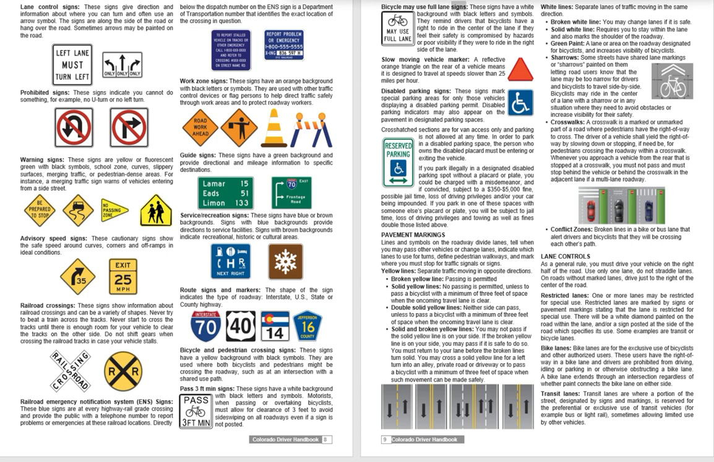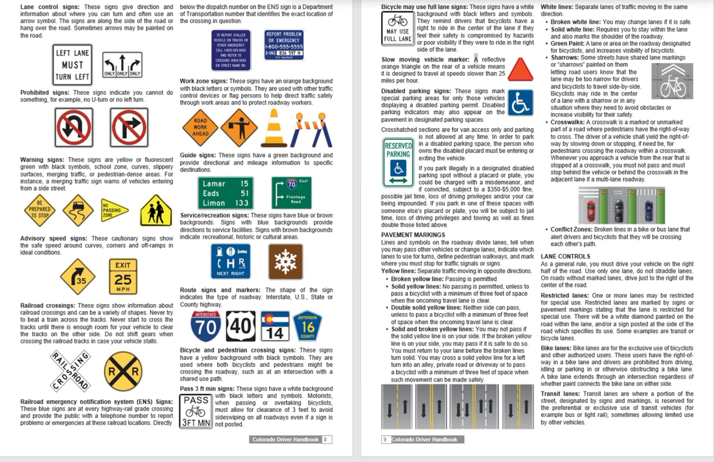Bicycle may use full lane signs. These signs have a white background with black letters and symbols. They remind drivers that bicyclists have a right to ride in the center of the lane if they feel their safety is compromised by hazards or poor visibility if they were to ride in the right side of the lane.